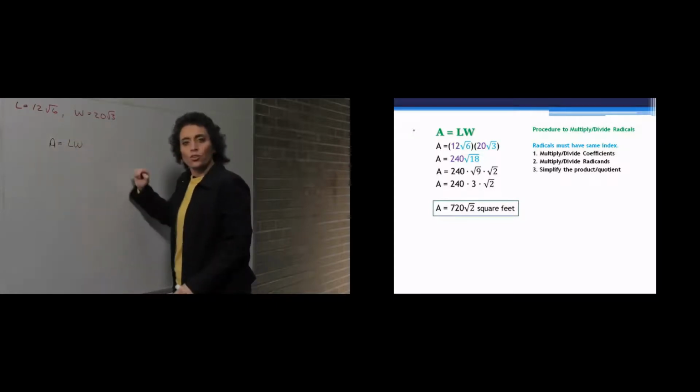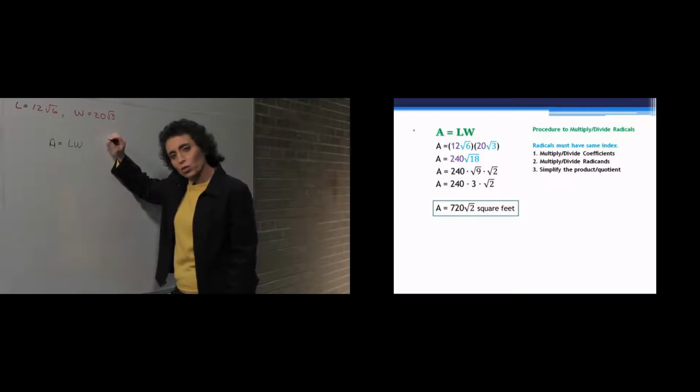I might tell her, your allowance is the square root of 2 divided by 8.